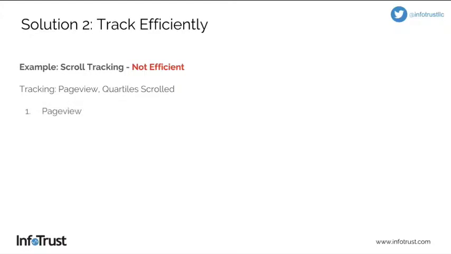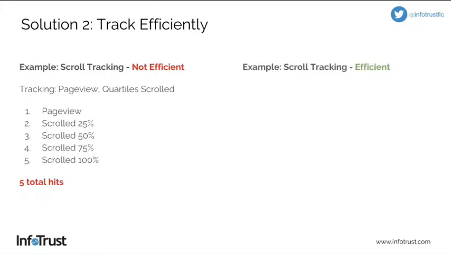With scroll tracking, really the point is just to understand how far down on an article people are making it, which will help you better understand if people are actually reading the article or if people are just landing on the article and moving on. So in this case, very similar to the video tracking, we're just going to track the quartiles scrolled. We have our page view, which tells us the person has landed on the page, and then we're tracking 25% of scroll, 50, 75, and 100%. 5 total hits. Not that great, not that efficient.